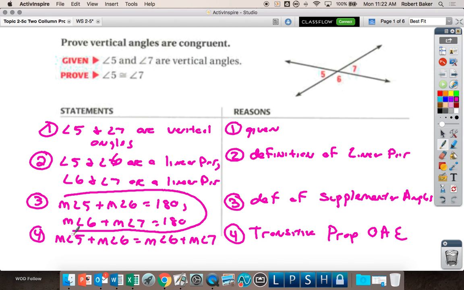Now, if you didn't like this, where you wrap it around like that, then you'd have to write this statement again, but flip it. 180 equals the measure of angle 6 plus the measure of angle 7. Then you have to justify flipping that statement by writing the symmetric property of angle equality. Then you could write the transitive property. Does that make sense? So this does work. It's not great, but it works. It saves you some steps.